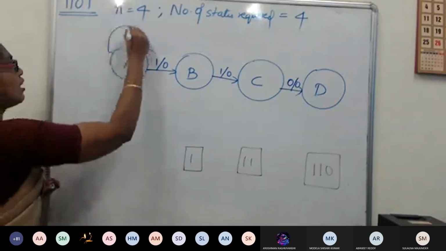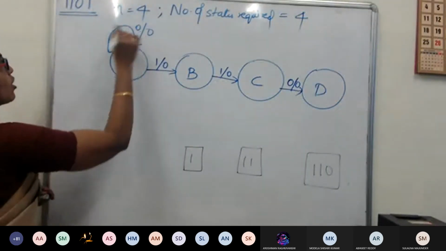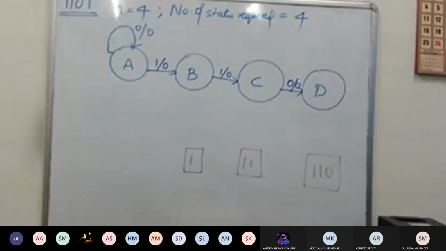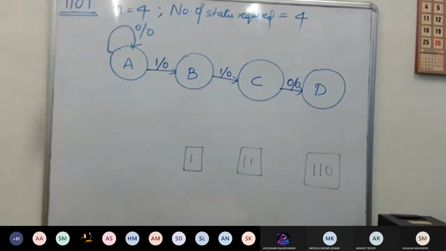Better is to sit here only. Don't move at all. When there is a fruitful approach, then move. If there is no fruitful approach, because my sequence to be detected is not starting with 0, then stay back in that state. This is the wise decision.